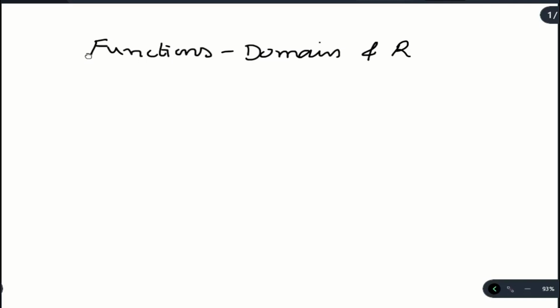In this video we are going to see functions, how to find their domain and range. Here we are going to see only real valued functions, and how to identify their domain and range.